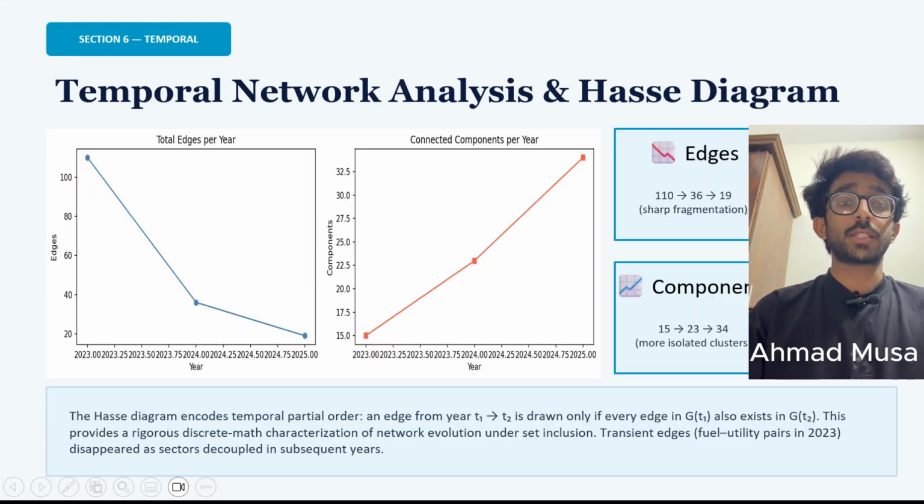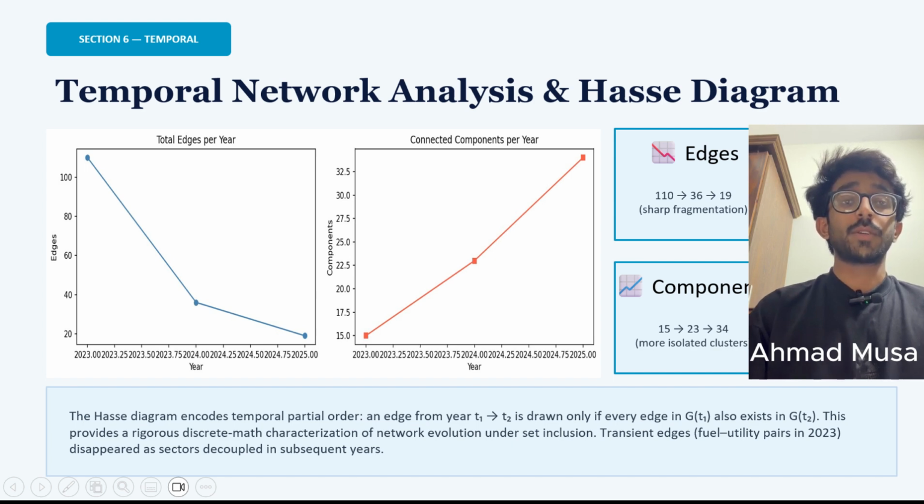We also constructed a Hasse diagram, visible on screen now, which represents the temporal partial order across our three yearly graphs. In this structure, an edge from year T1 to year T2 is drawn if and only if every edge present in the T1 graph is also present in the T2 graph, meaning T1's edge set is a subset of T2's. This gives us a precise discrete math characterization of how the network structure evolves under set inclusion.